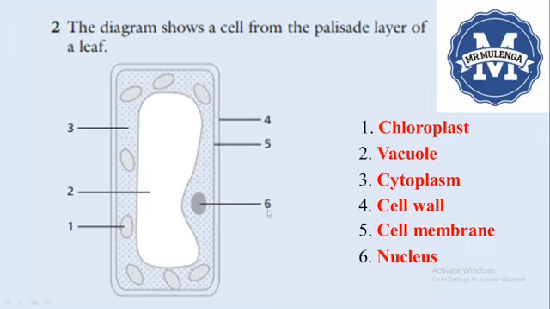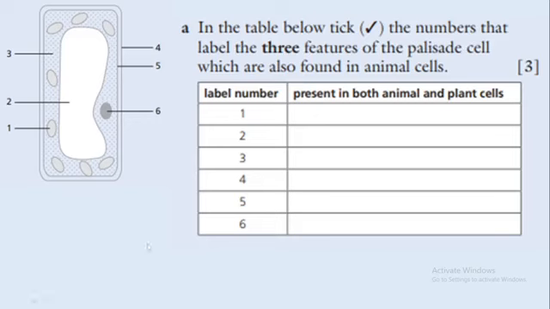So let us now look at our next question. Our question reads, in the table below, tick the numbers that label the 3 features of the palisade cell which are also found in an animal cell. We need to tick from these numbers on this palisade cell. The numbers we tick should show the features which are also found in the animal cell. Here we have the labels from 1 to 6, and the column for present in both animal and plant cells.